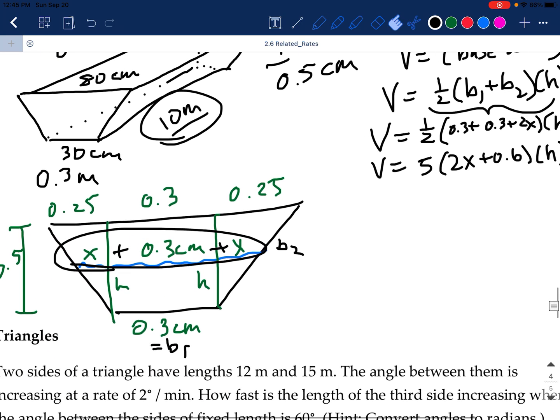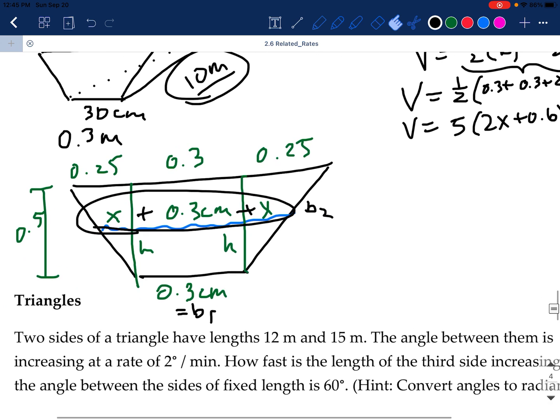So now we need to get h in terms of x. And again, we can use a proportional relationship. So h is to x as the height is 0.5 and, oh, whoops, sorry. Let's go back here.